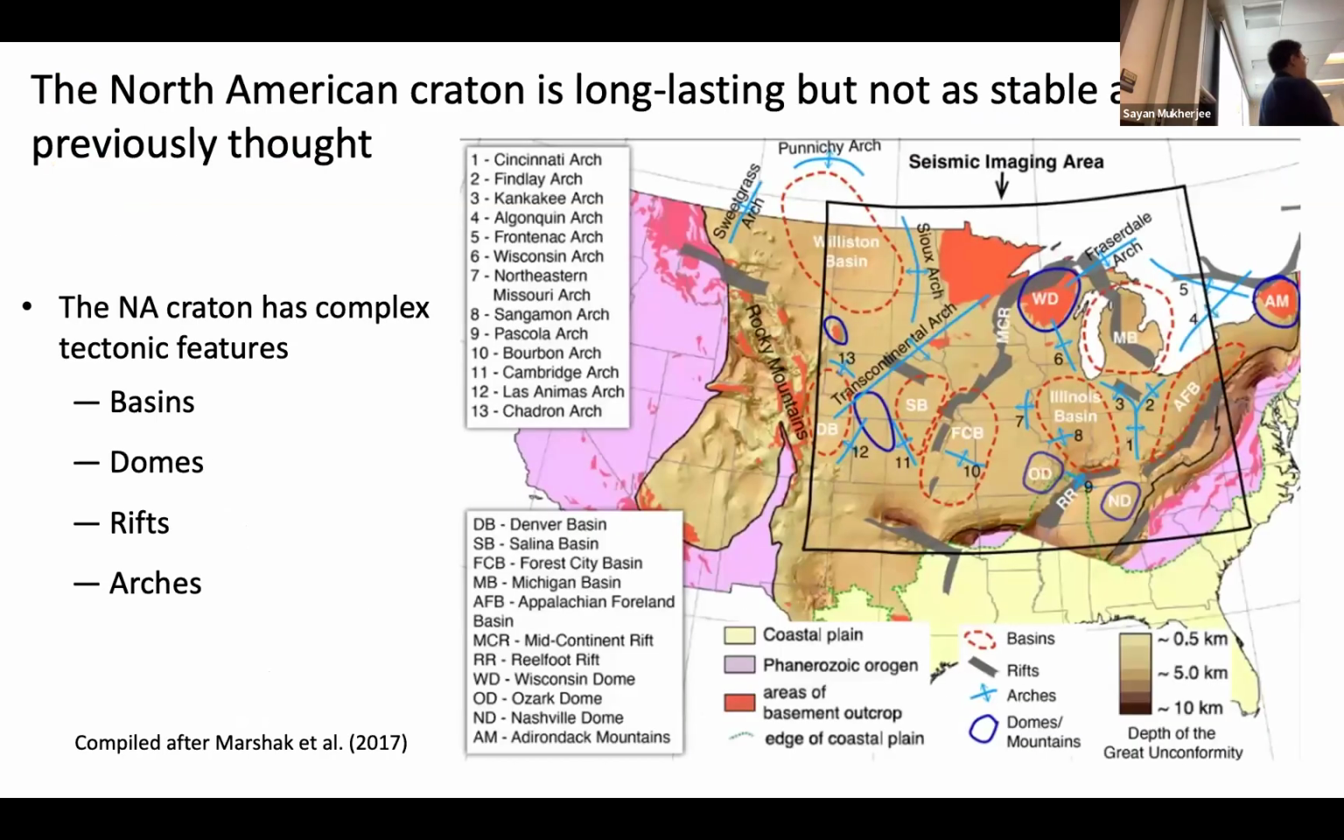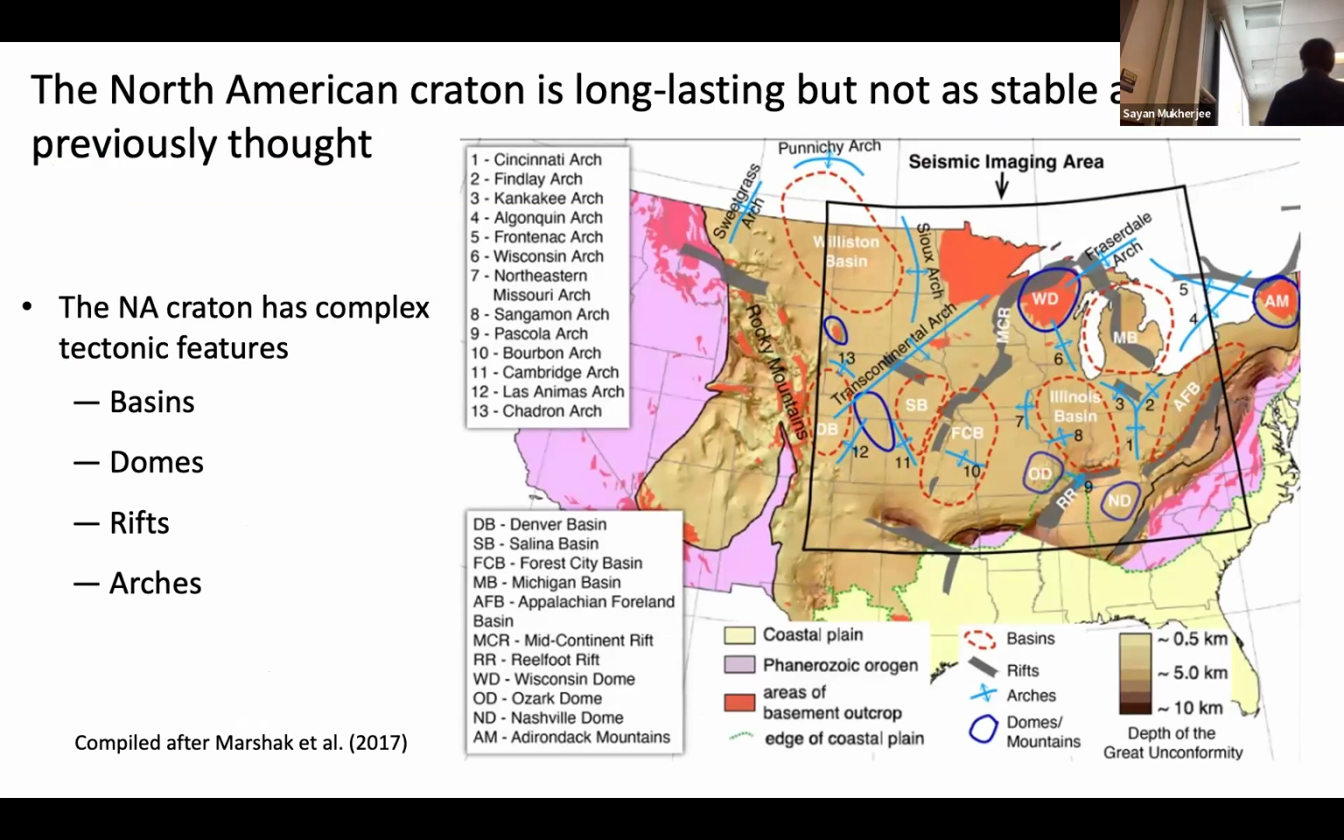The North American craton is one of the oldest continental cores on the Earth, which has been existing for billions of years. Contrary to what people previously thought, that the North American craton has a relatively simple and stable interior due to its longevity, it turns out it has quite complex tectonic features. As shown on this map, our study area is enclosed by this black box.